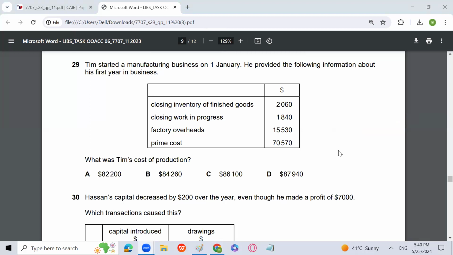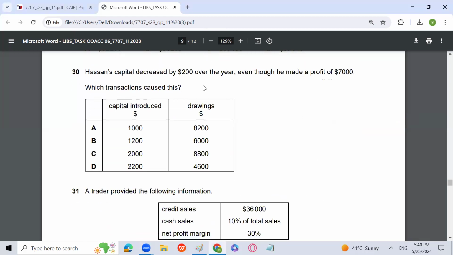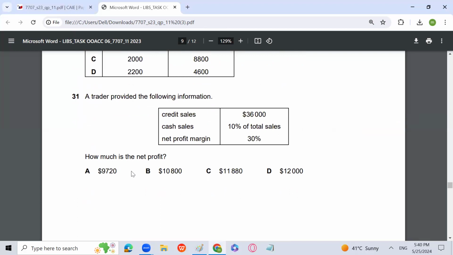It won't come. Hassan's capital decreased by 200 over the year, even though he made a profit of 7,000. The answer to this is A, I will discuss that later. First we will look at question 31.